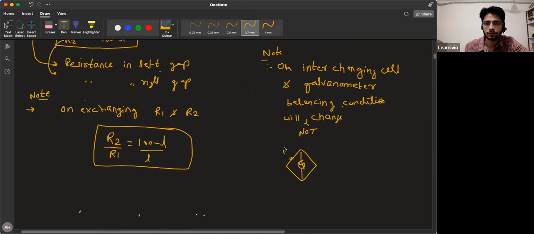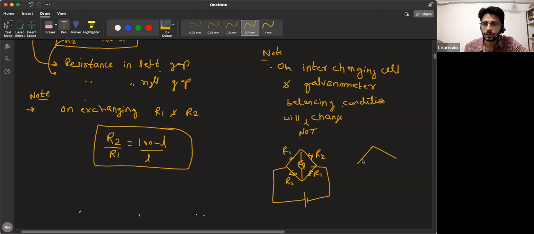This is R1. This is R2. I'm just coming to the numerical, but let me first answer this. This is R3 and this is R. And this is the same. So I'm saying that if I interchange this cell and galvanometer, the balancing condition will not change.